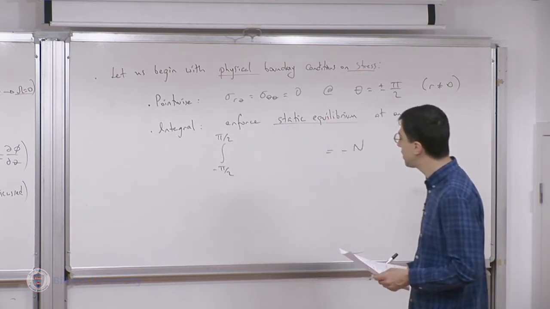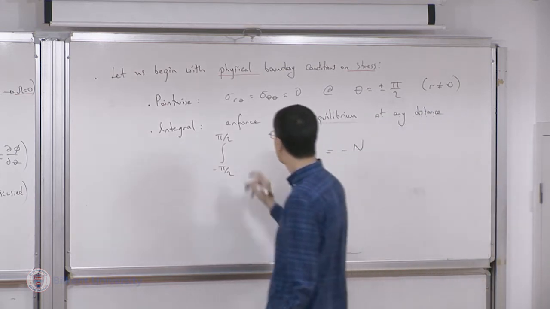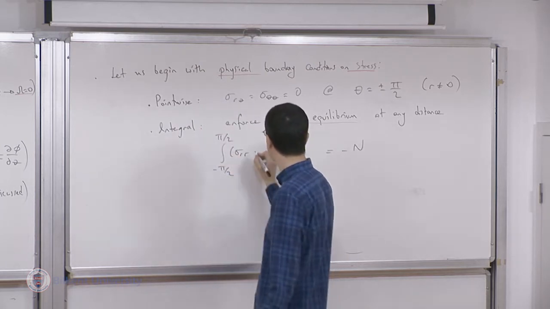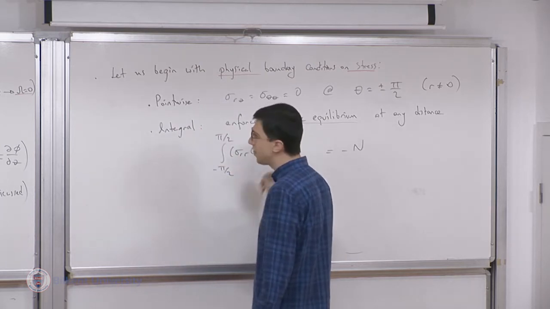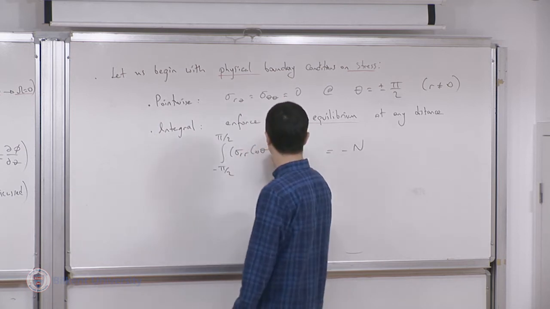So first, I'll do an equilibrium in the vertical direction. Sigma rr has a component cosine theta. And then there's a sigma r theta. It's going to be a sine theta, and it's going to be a minus.